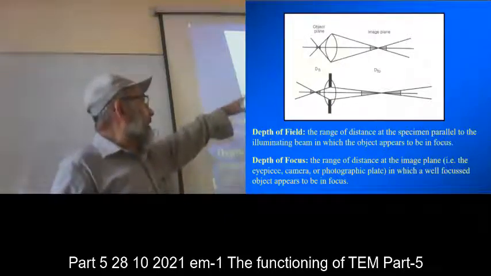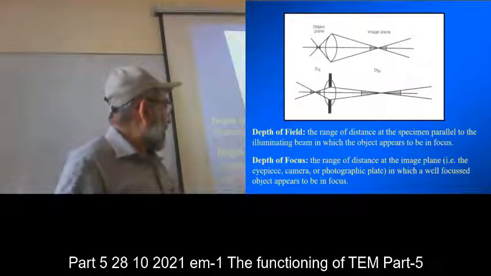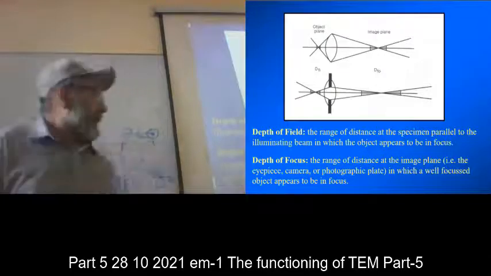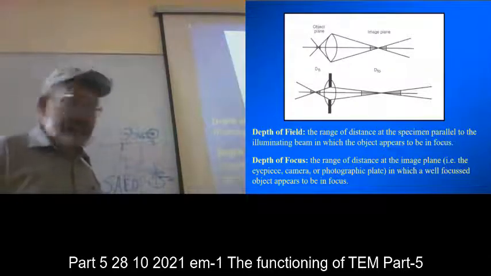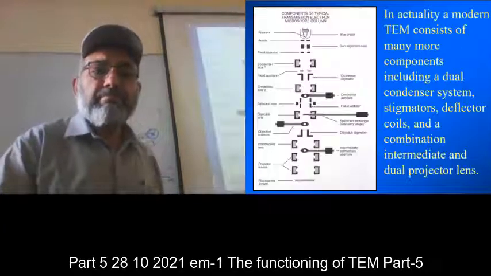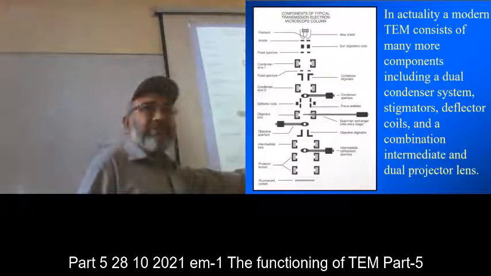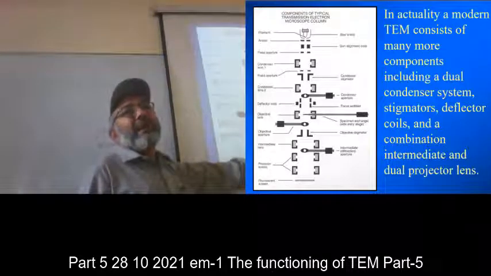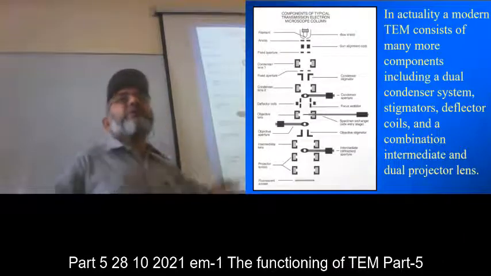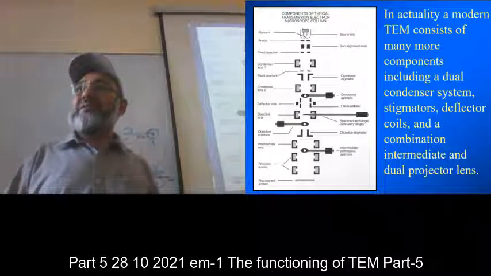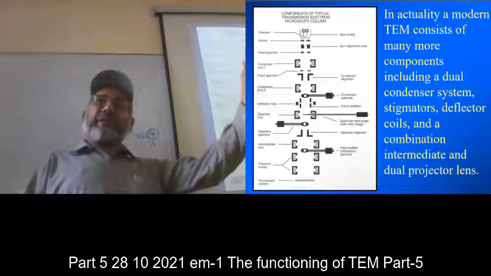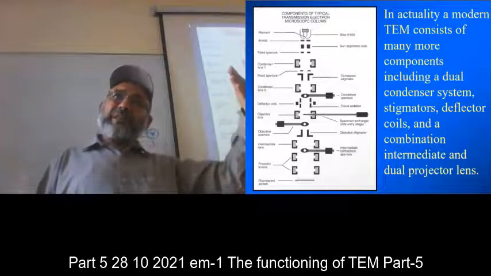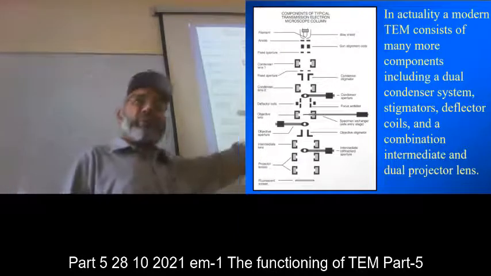And the depth of field is also that, but at the image plane. The range of distance at the image plane, when you focus the beam onto this screen, and this screen is slightly lowered or moved up, and it is not in focus, then your whole process of microscopy is lost. When you are looking at something and you are focusing, and a slight movement up and down changes the focus, then your whole microscopy has gone.